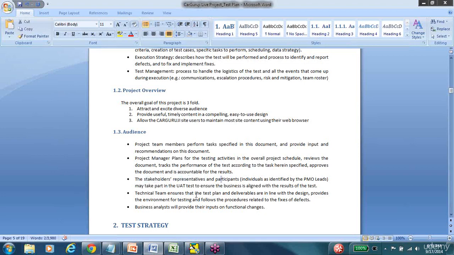So the stakeholders or the clients will perform the UAT test and ensure that the business is aligned. The technical team. When we are talking about the technical team, this implies that we are referring to the development team, database team, operations, or the environment team. So any other teams other than the QA team. Here in this section we are trying to list out how the different team members can use this document. So the technical team or the dev team can use this document to make sure that the test plans and the deliverables are in line with design, provide the environment, and follow the procedures related to bug fixes.